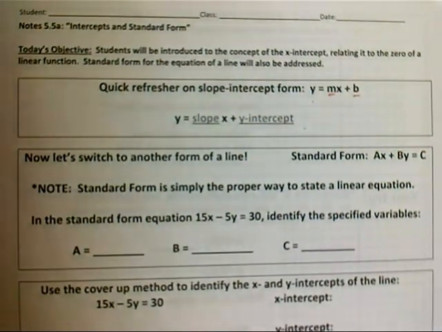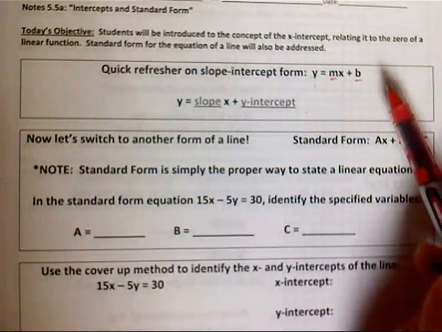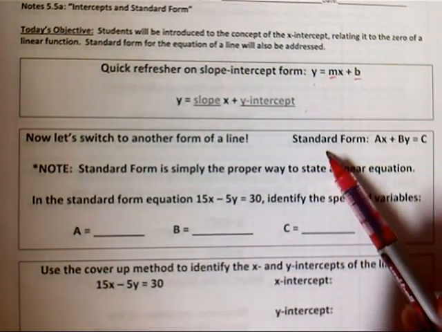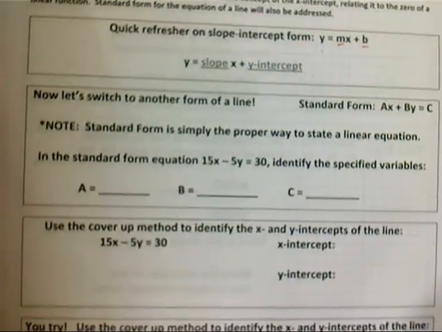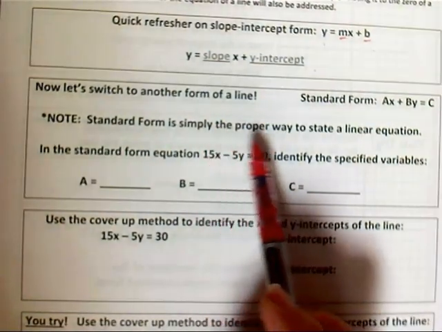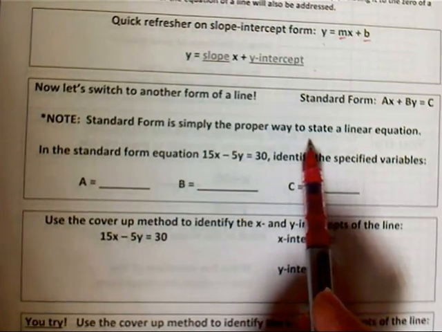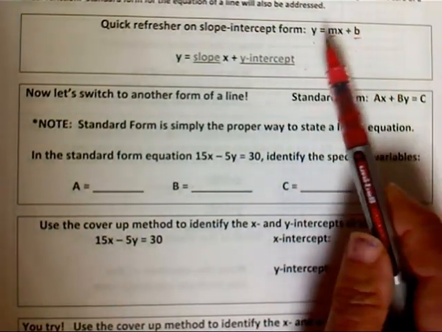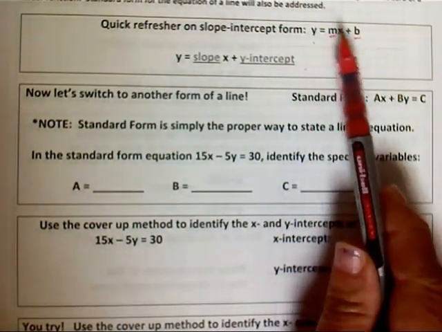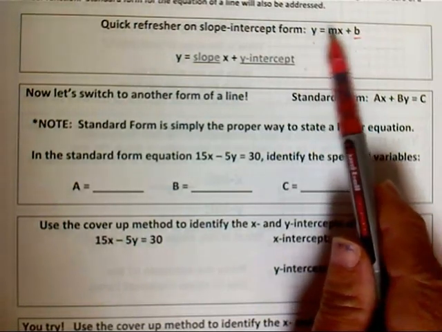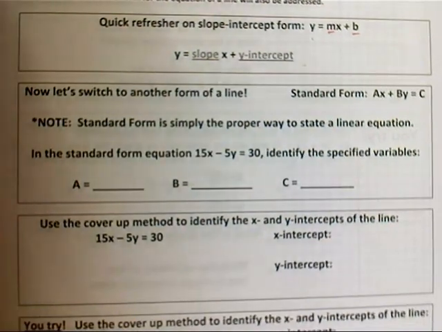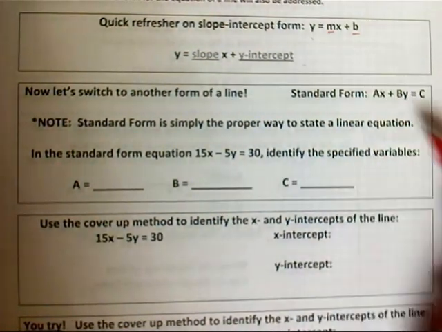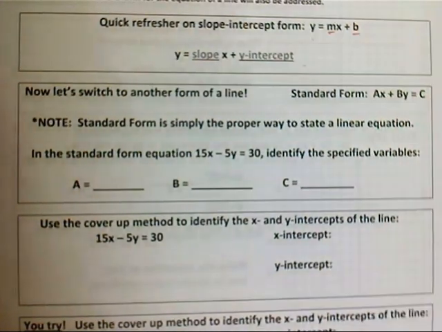So there's more than one form of a line. So this is slope-intercept, but we could also put lines into standard form. And standard form is really just a proper way to state a linear equation. I'm a big fan of slope-intercept form because I can look at the equation and say, oh, well, here's my slope and here's my y-intercept. So I can get some useful information from it. But standard form is really just a formal way of writing your answers.